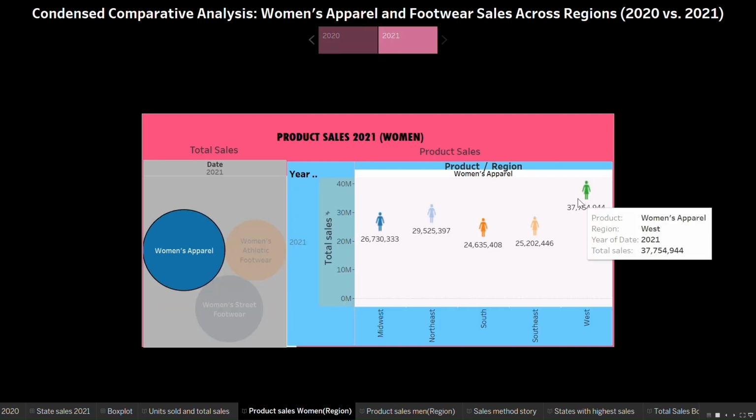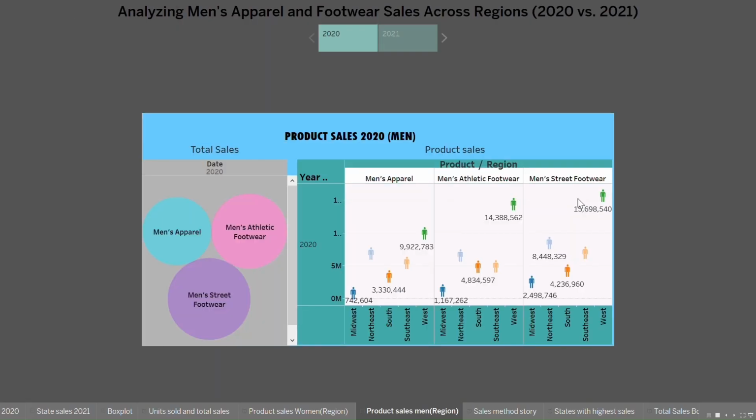So now we'll go to the men and also compare their prices, like their sales difference. So with the men, in 2020, men's apparel had 742,000 in sales, 3 million for South, 6 million for Northeast, and then 9 million for the West. And with the men's section as well, the West makes more sales than the other regions for the men also.